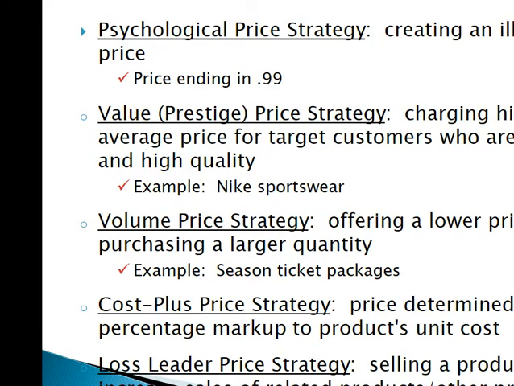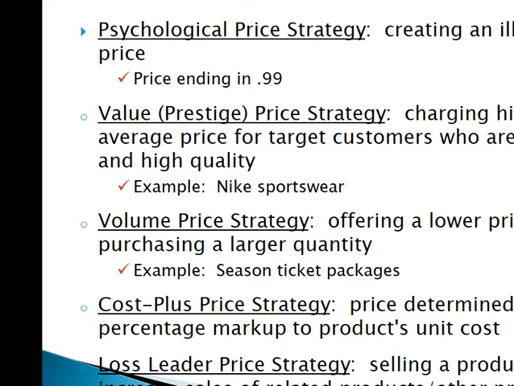A few additional pricing strategies. The psychological price strategy is one that you're really familiar with, but maybe never really thought about. All that is just creating an illusion regarding a price. You most often see it when you have a price that ends in 0.99. So you buy an item for $9.99. Companies do that on purpose because $9.99 sounds more like $9 than it does $10. But in reality, we all know it's one penny away from $10, right? But psychologically, it sounds so much better because it's in the nines. So a lot of companies, especially retail stores, will use psychological price strategies.